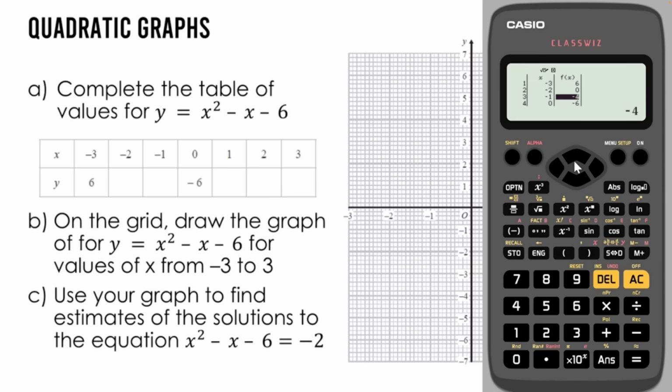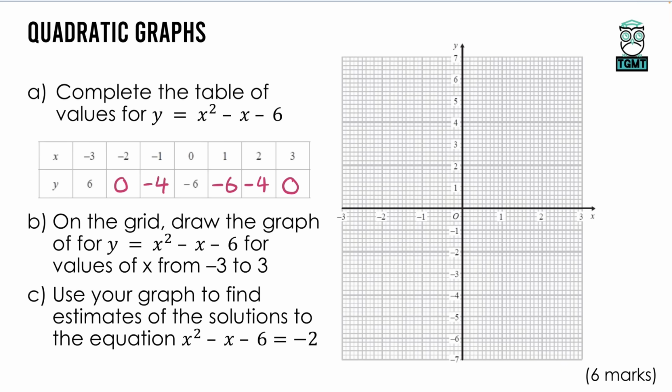I can then just go down, reading the values, and once I've got all my values and I'm happy with these and I'm happy I've typed it all in correctly, I just need to write those values into the table, and then we can look at plotting them. So now we have all of the values in the table, I just need to go ahead and plot these points. So -3 goes up to 6, -2 is down at 0, -1 is down at -4, just plotting these really carefully.